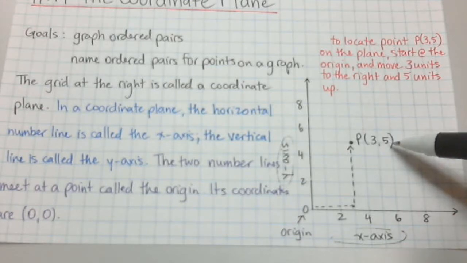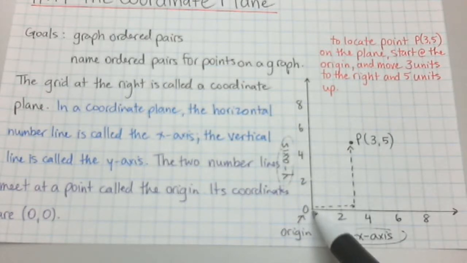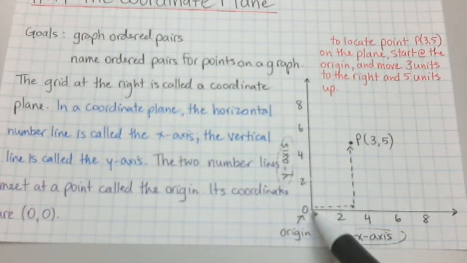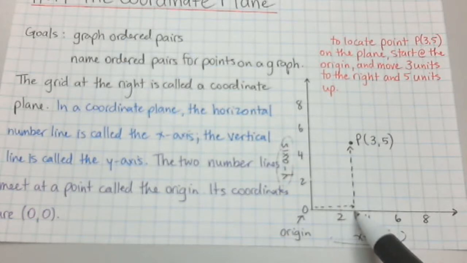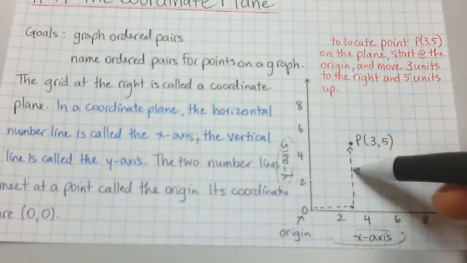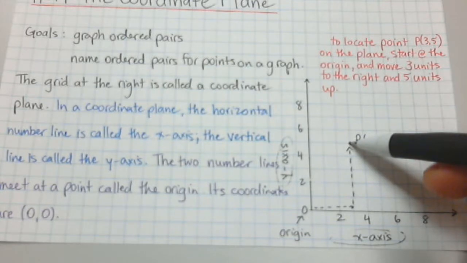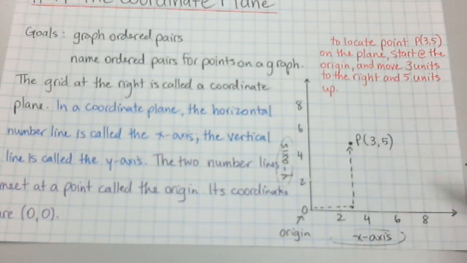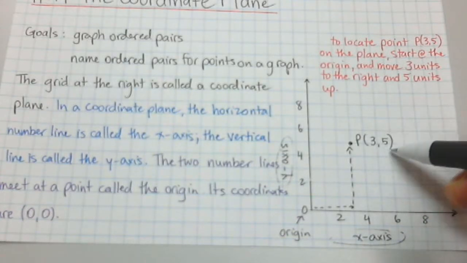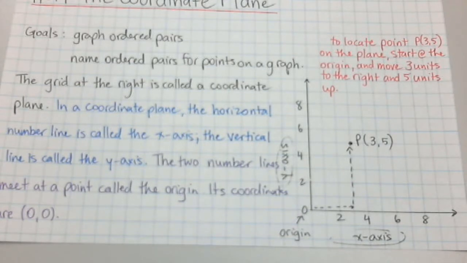Here's a little example of plotting a point on the coordinate plane. This is point P. It's 3, 5. If you see 3, 5, start at the origin, and you move 1, 2, 3 units to the right, and then 1, 2, 3, 4, 5 units up. I have a nice dot here, I have the letter P, which is what I've called it, and then in brackets I've labeled the ordered pair. It's at 3, 5. That's how you move across the coordinate plane. You go to the right first, and then you go up.